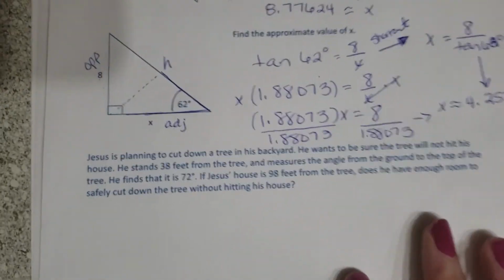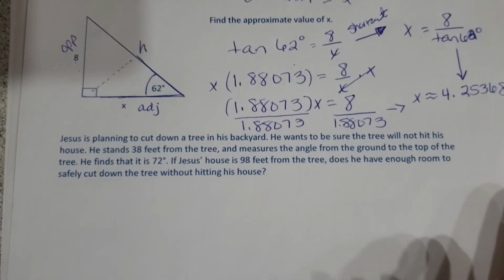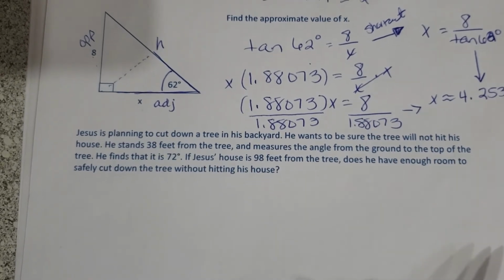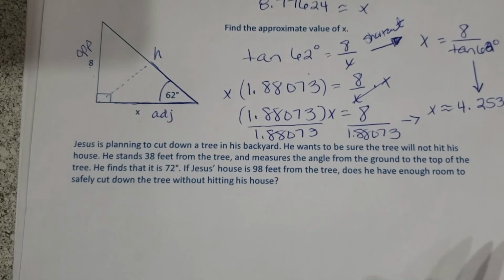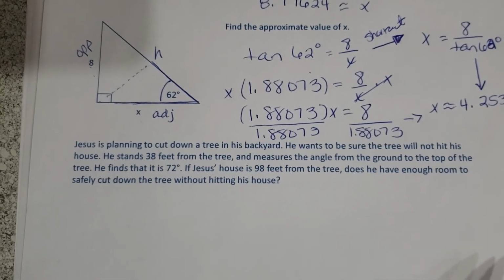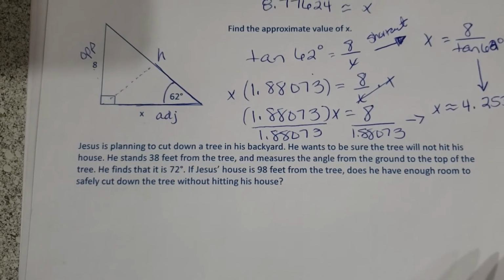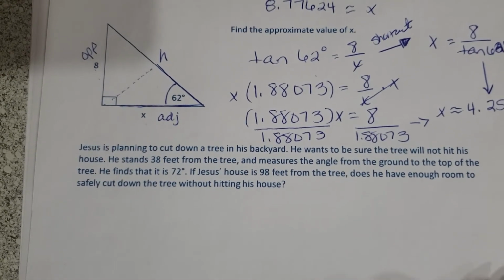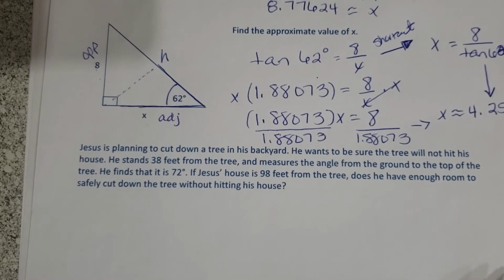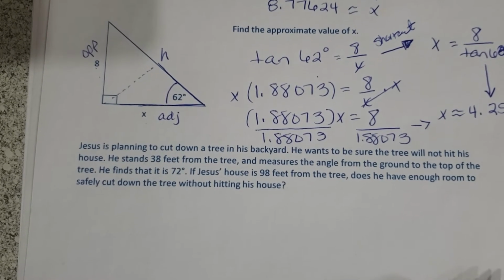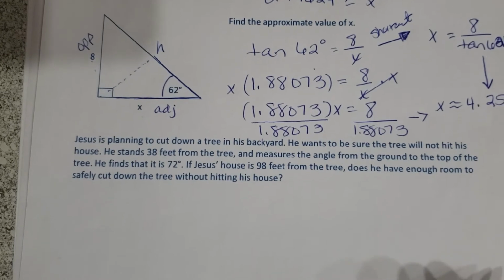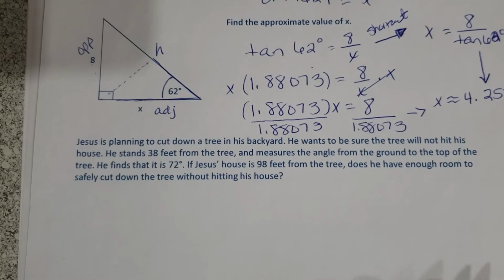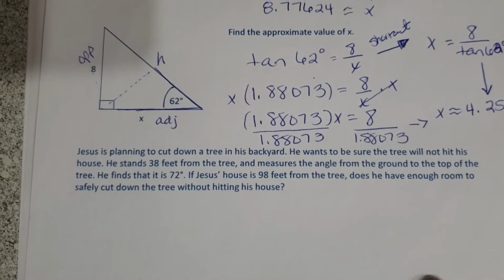Okay, last problem. Jesus is planning to cut down a tree in his backyard. He wants to be sure the tree will not hit his house. That's important. He stands 38 feet from the tree and measures the angle from the ground to the top of the tree. He finds that it is 72 degrees. If Jesus's house is 98 feet from the tree, does he have enough room to safely cut down the tree without hitting his house? This is a very important problem. It could cause some serious damage to his house if he hits the tree.